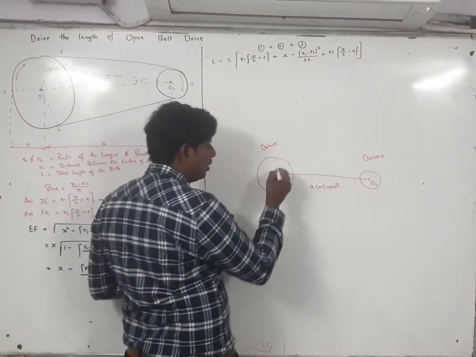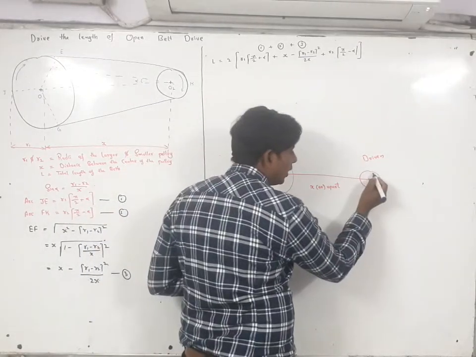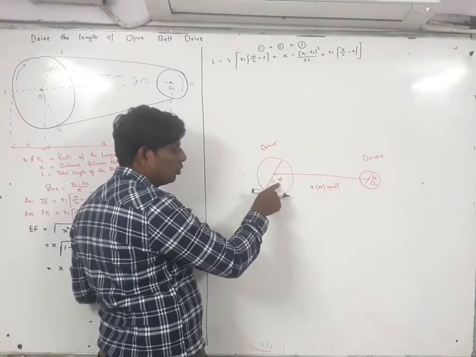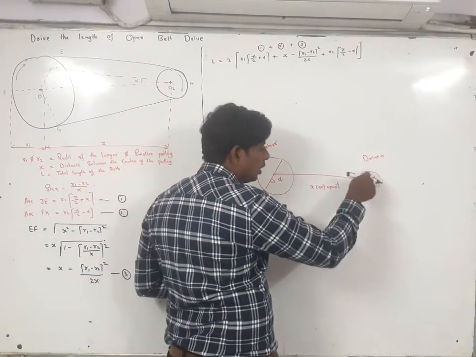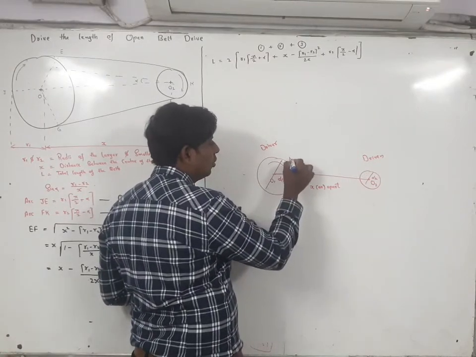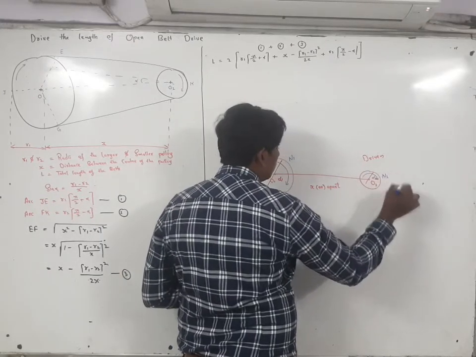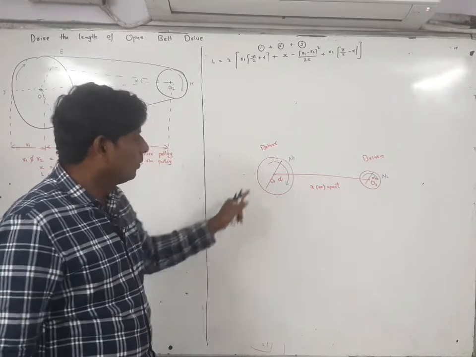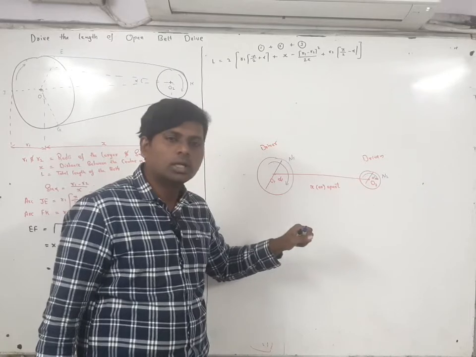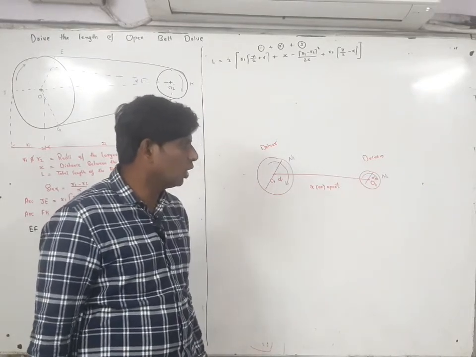See, the diameter of this pulley is known as D1, and the diameter of this pulley is known as D2. The speed of this pulley is known as N1, and the speed of this pulley is known as N2.